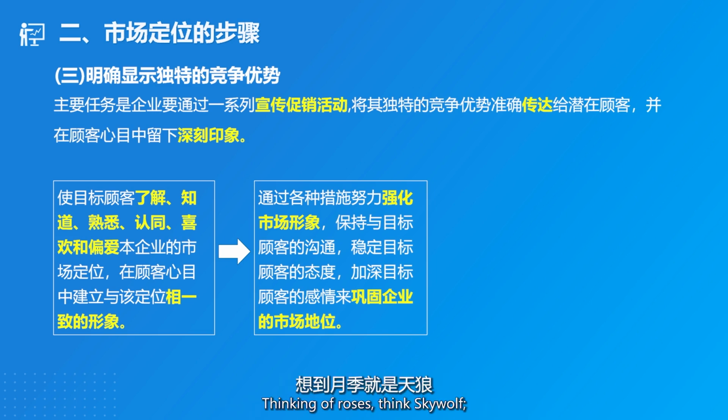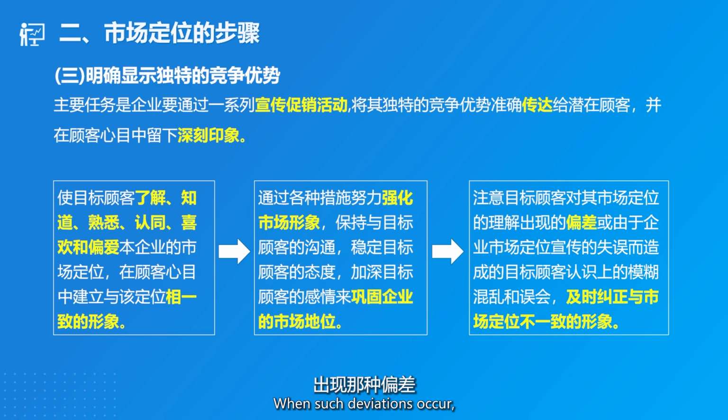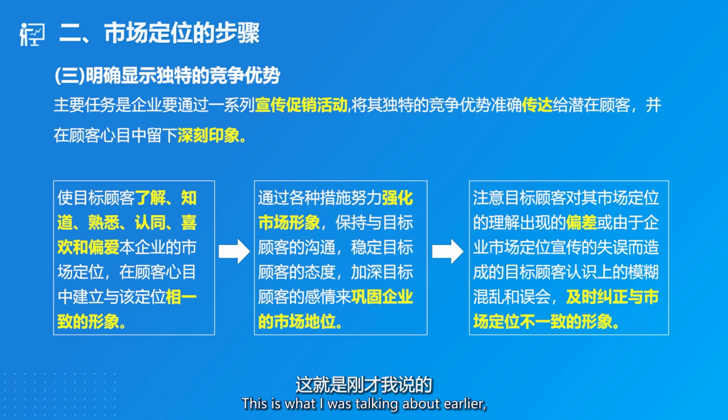Thinking of roses, think Sky Wolf. Thinking of clematis, it has to be Red Moon. It's all about reinforcement. Thirdly, it's important to note any deviation in the target customer's understanding and market positioning. When such deviations occur, it's crucial to correct them promptly, to make timely adjustments to any image that's inconsistent with the market positioning. This is what I was talking about earlier.